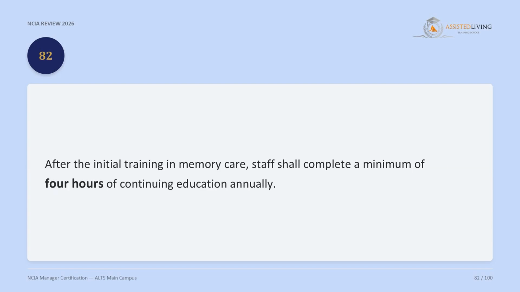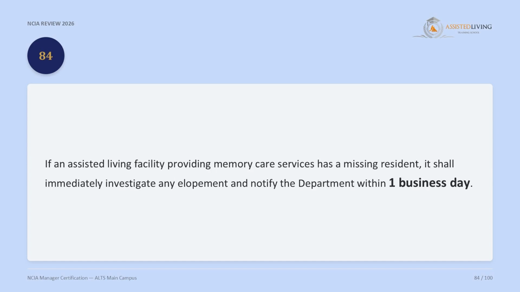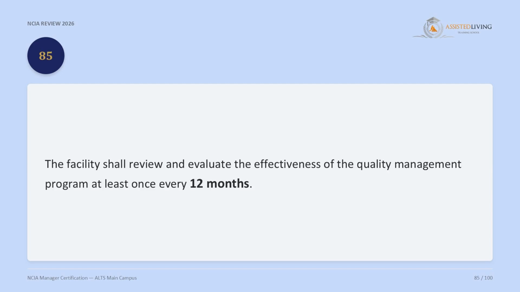After initial training, staff must complete at least 4 hours of continuing education annually. Facilities must conduct an elopement drill every 6 months, involving all staff and the administrator. If a resident goes missing, the facility must investigate immediately and notify the department within 1 business day. The facility must review its quality management program's effectiveness at least annually.